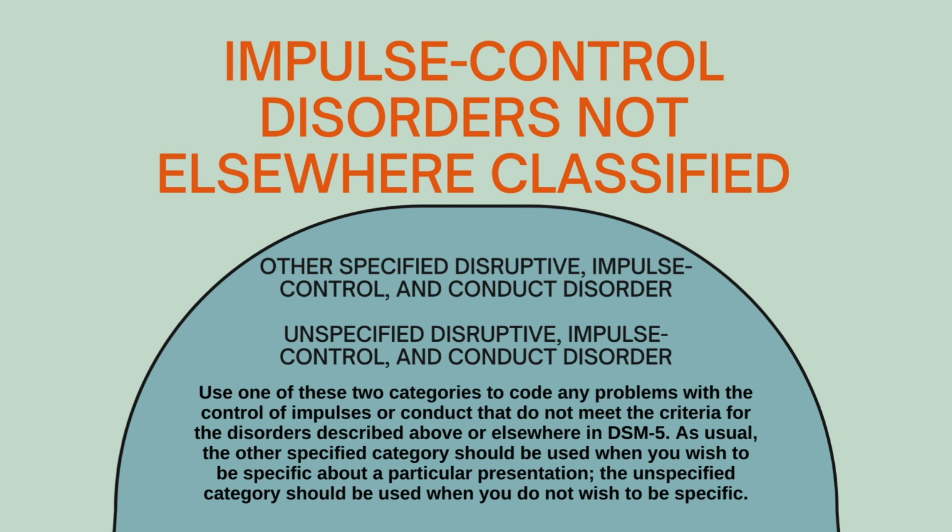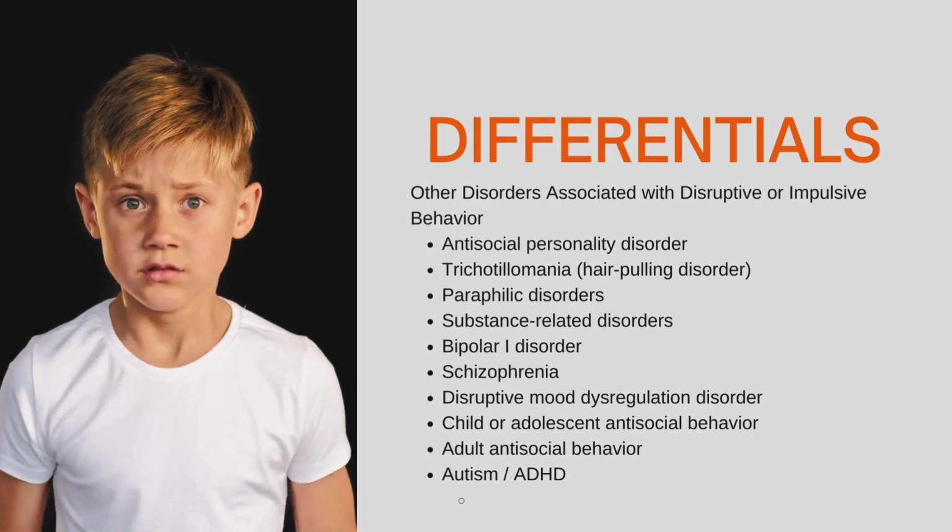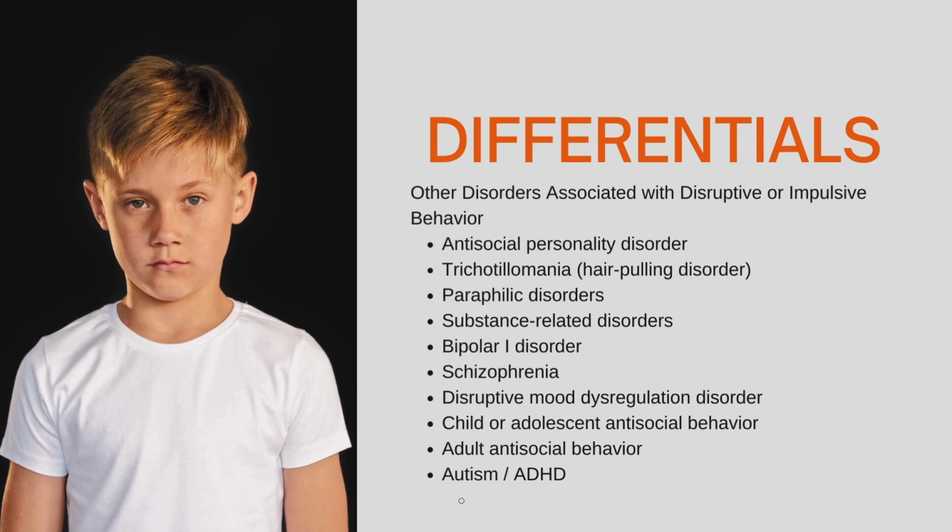So, other specified disruptive impulse control and conduct, and unspecified disruptive impulse control and conduct disorders. So, use one of these 2 categories to code any problems with the control of impulses or conduct that do not meet the criteria for the disorders described before or elsewhere in the DSM-5. As usual, the other specified category should be used when you wish to be specific about a particular presentation. The unspecified category should be used when you do not wish to be specific. And we've got a little smattering of differentials to consider here.